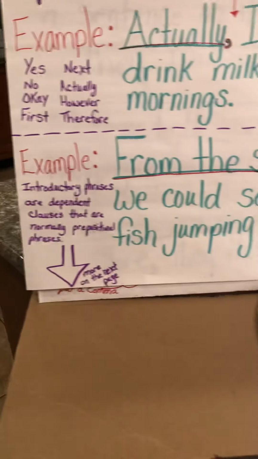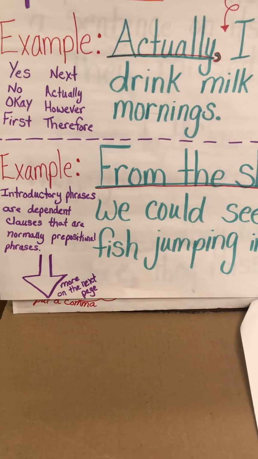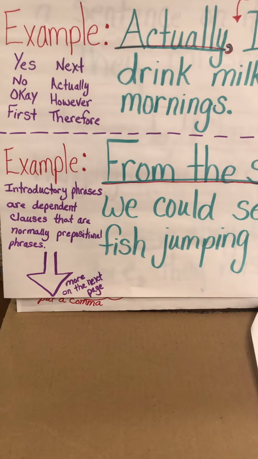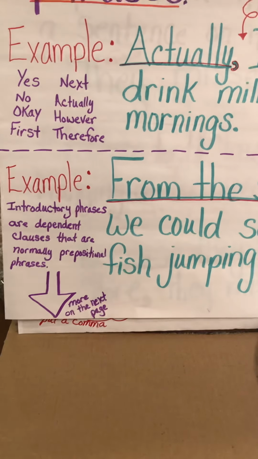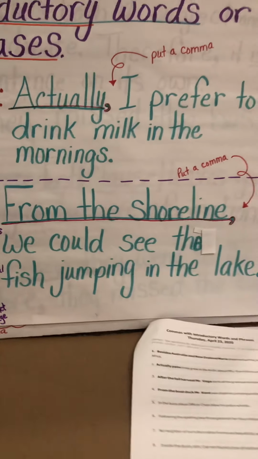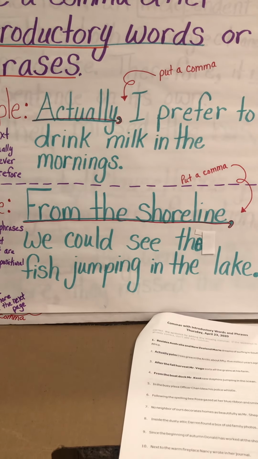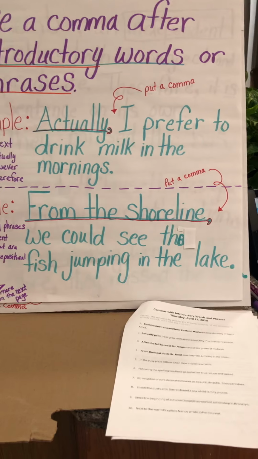All right, introductory phrases. Okay, those are dependent clauses that are normally prepositional phrases. They start with a preposition. Okay, we'll talk about more on the next page. But let's look at this sentence. From the shoreline, we could see the fish jumping in the lake.